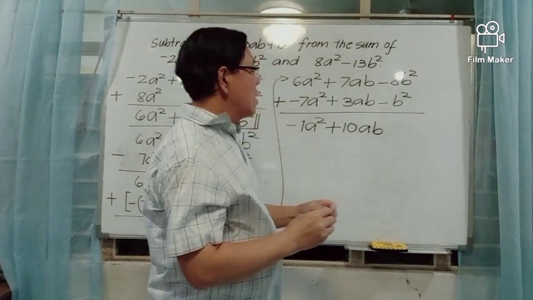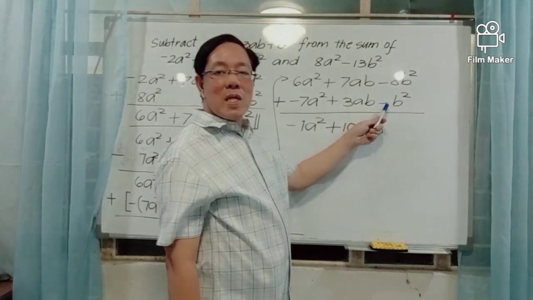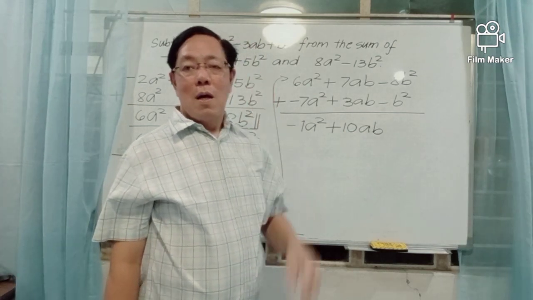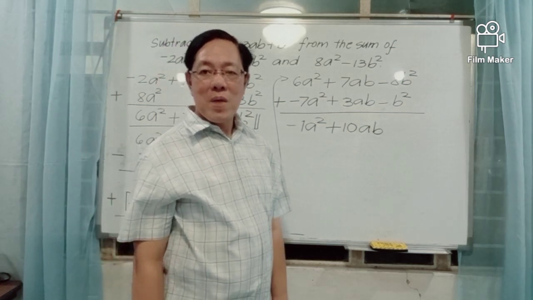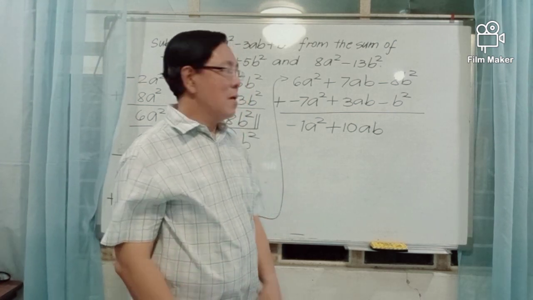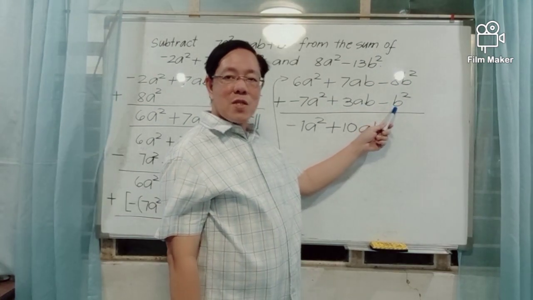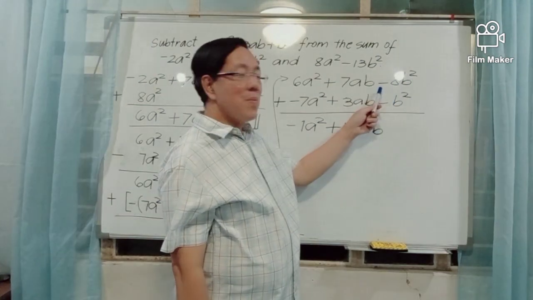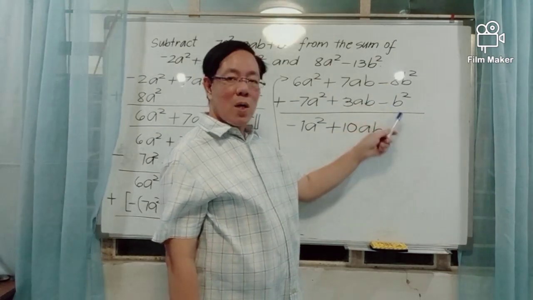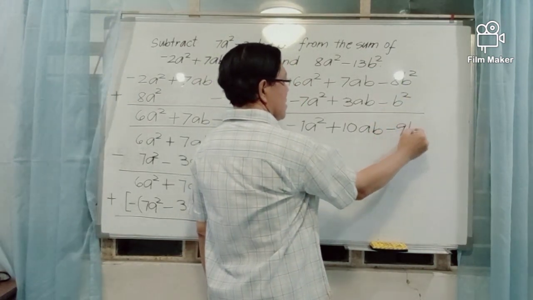For the last column, we have negative 8. The numerical coefficient of b squared here is actually negative 1. But again, as we said earlier, if the numerical coefficient is positive 1 or negative 1, we omit 1 and just retain the sign. So negative b squared is understood to have a numerical coefficient of negative 1. We have negative 8 plus negative 1, or negative 8 minus 1, is negative 9. And the common literal coefficient is b squared.